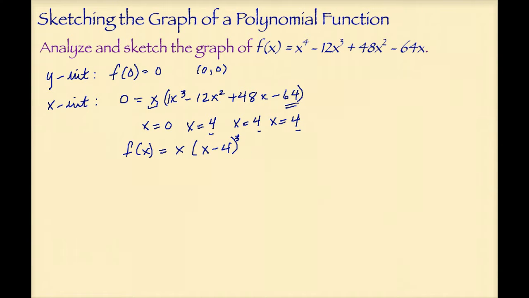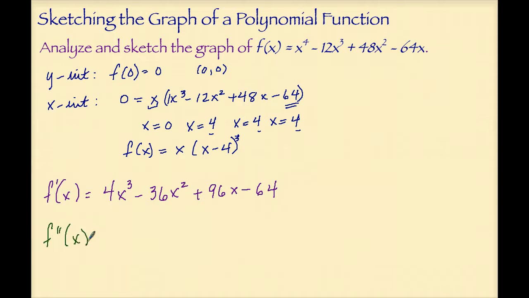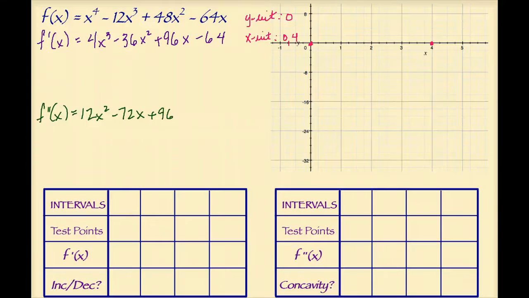Now, since there are no vertical asymptotes or horizontal asymptotes, let's look at the first and second derivatives. The first derivative will be 4x cubed minus 36x squared plus 96x minus 64. And then the second derivative will be 12x squared minus 72x plus 96. Always nice taking derivatives of polynomial functions. And there we have it. Now we're ready to begin to use our analysis to sketch a graph of this function.